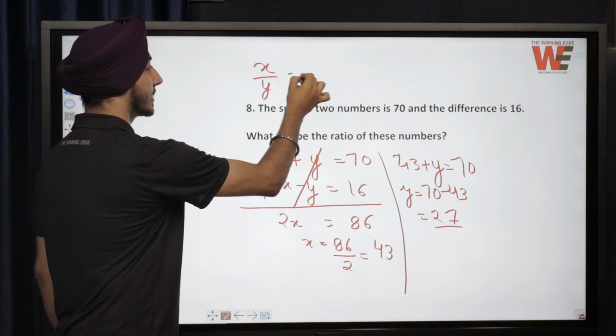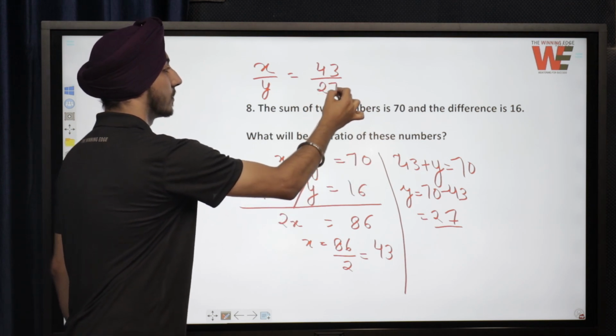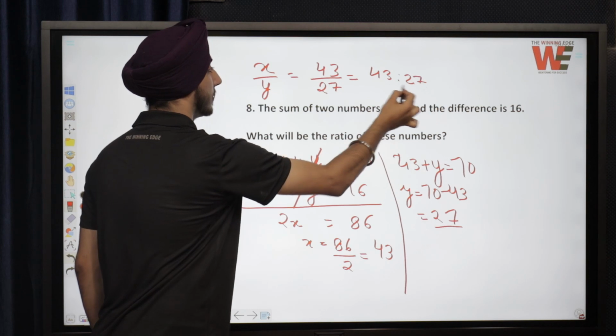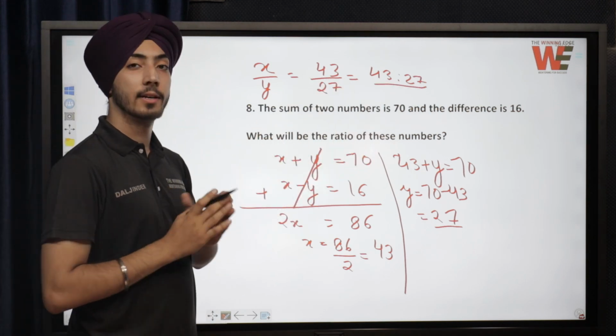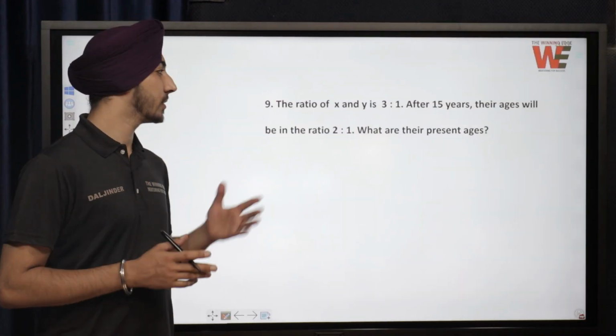What is the value of x? x is 43. What is the value of y? y is 27. So we will write it down as 43 is to 27. Because 43 is a prime number, we can't simplify it. So this will be our final answer. Now let us look at question number 9.